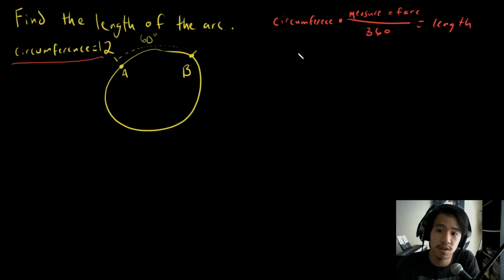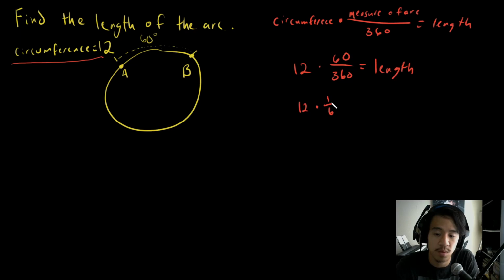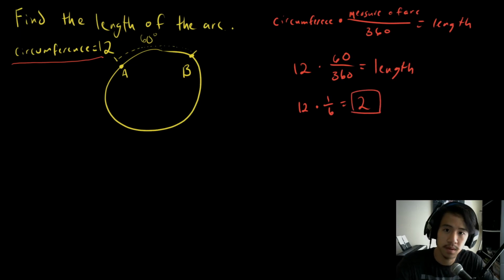All we have to do is plug stuff in. So the circumference is 12. The measure of the arc is 60. So you're just going to write 60, and it's over 360. And that's equal to the length. So we just have to evaluate this. 60 over 360, that's going to be equal to 1/6. So we have 12 divided by 6, that's equal to 2. So the length of AB is 2 units. And that's it. All right, let's move on to a harder example.